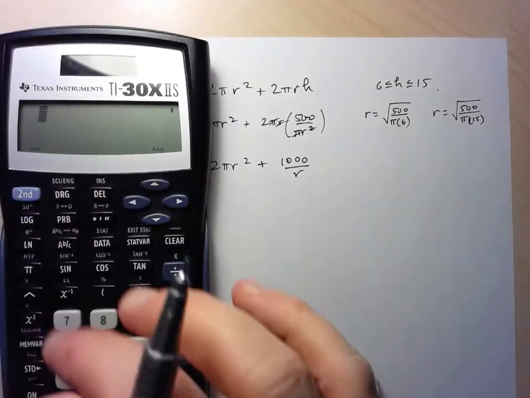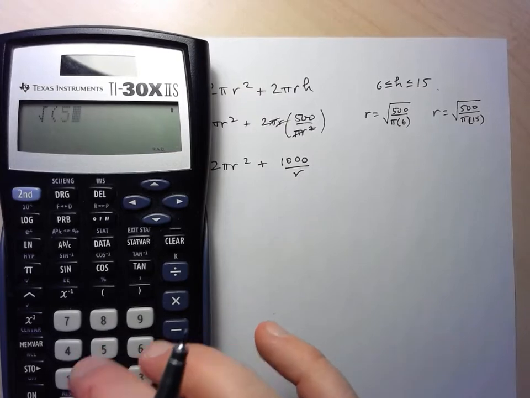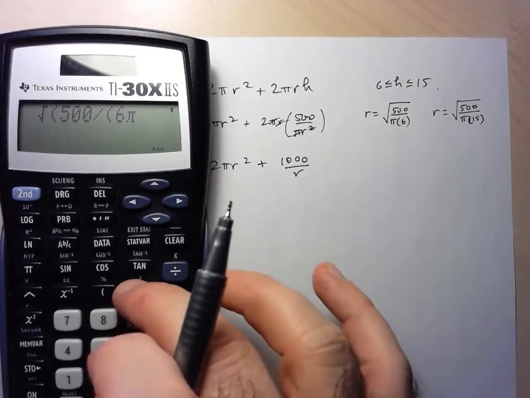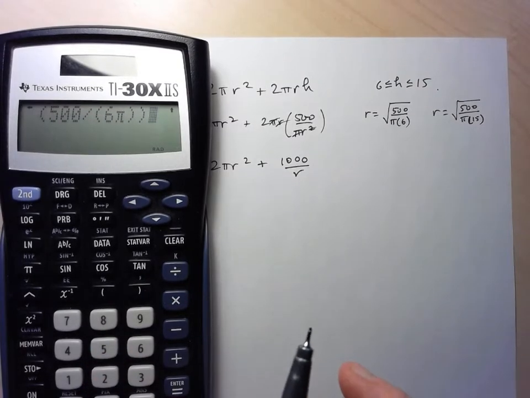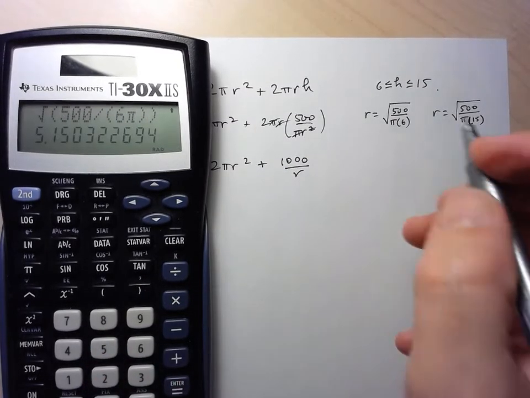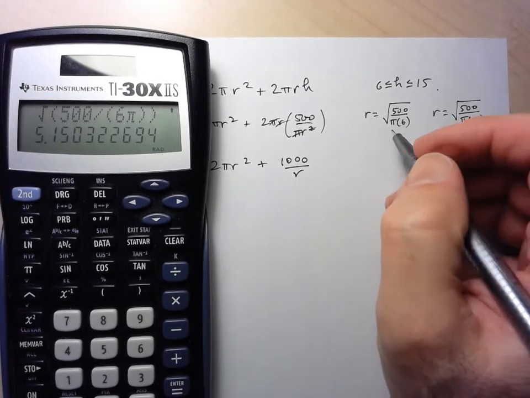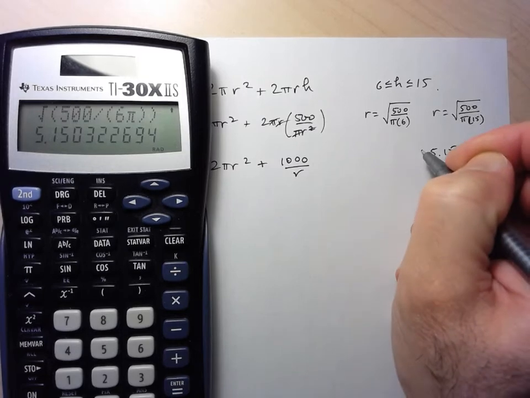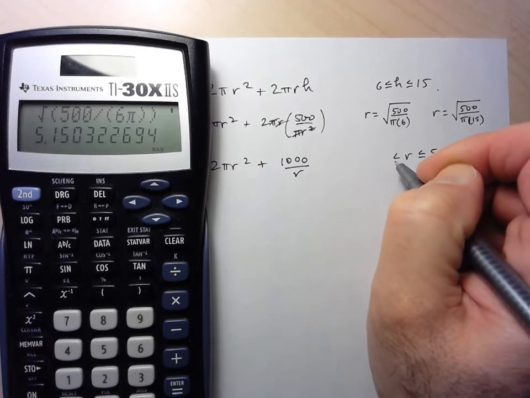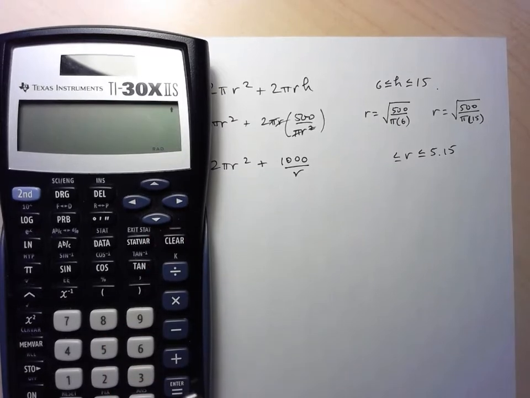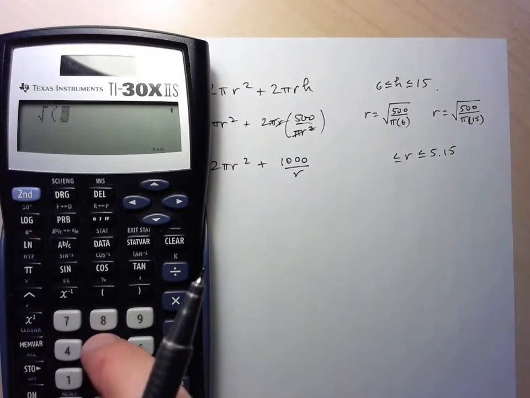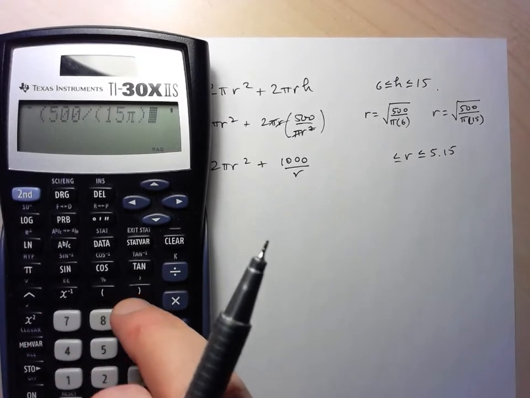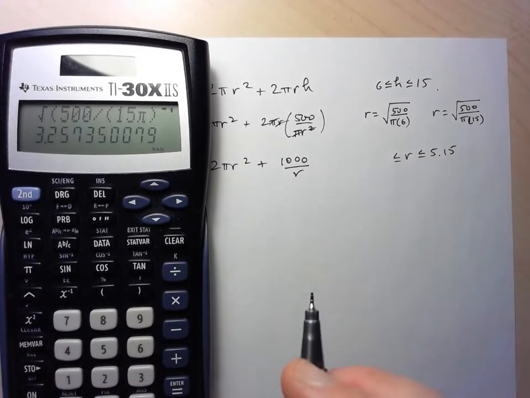So we have the square root of 500 divided by 6 pi. Notice my use of lots of brackets. Here I get 5.15, so that should become the maximum radius value. I'll put it there. Now let's calculate what should give me the minimum radius value, which is the square root of 500 divided by 15 pi, and that gives me 3.26.